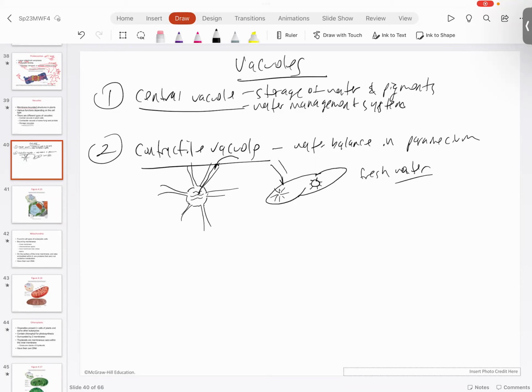And then once it fills up to a certain level, it contracts. That's why it's called contractile. And when it contracts, it basically squeezes the water and shoots it outside of the cell. And then it goes back to its empty state again, where it soaks in more water, fills itself up, and then it'll contract and squirt the water out.